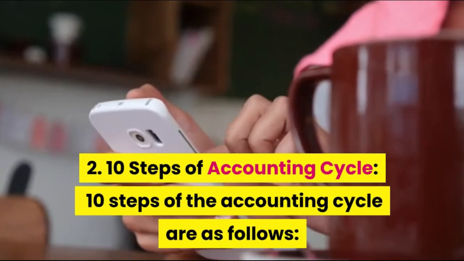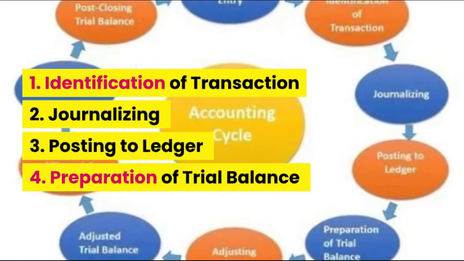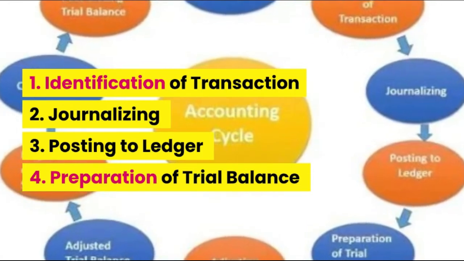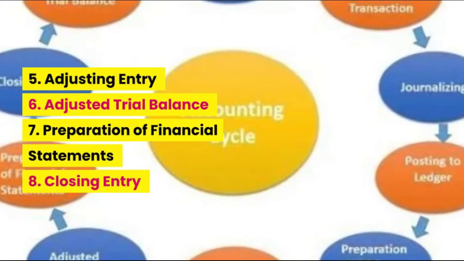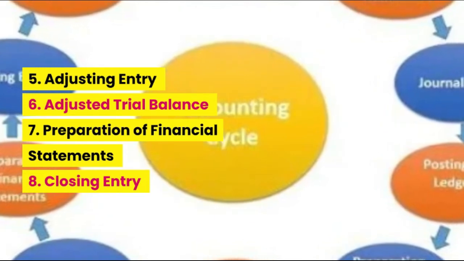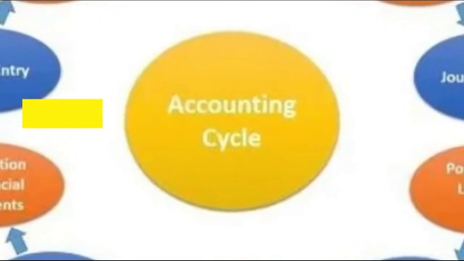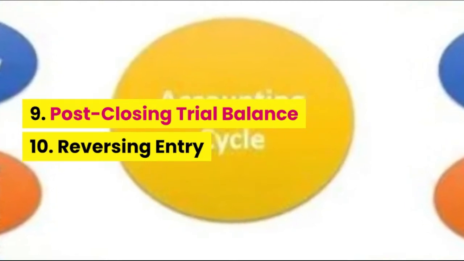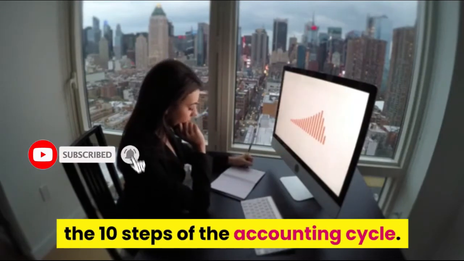2. 10 steps of the accounting cycle. 10 steps of the accounting cycle are as follows. 1. Identification of transaction. 2. Journalizing. 3. Posting to ledger. 4. Preparation of trial balance. 5. Adjusting entry. 6. Adjusted trial balance. 7. Preparation of financial statements. 8. Closing entry. 9. Post-closing trial balance. 10. Reversing entry. Now, we try to understand in detail the 10 steps of the accounting cycle.